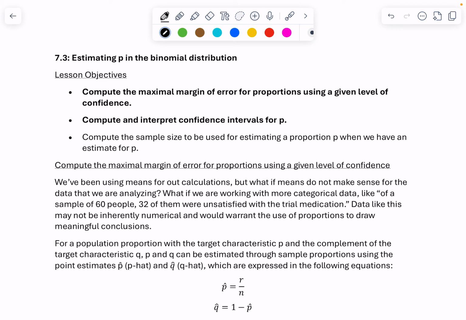We will be going into section 7.3 for this deep dive into chapter 7 for module 4. And in this section, we're going to be looking at this concept of proportions and how we're going to be estimating population proportions given sample proportions.